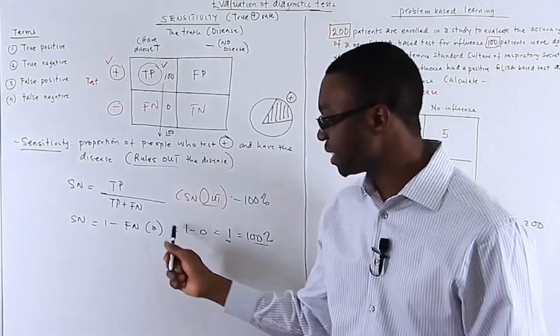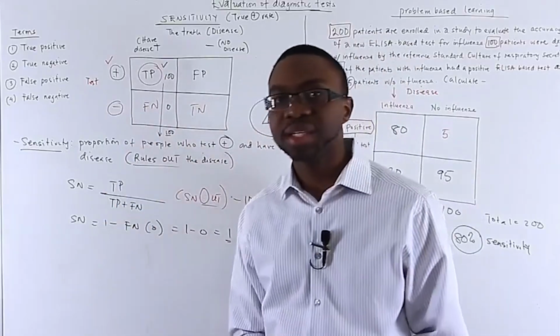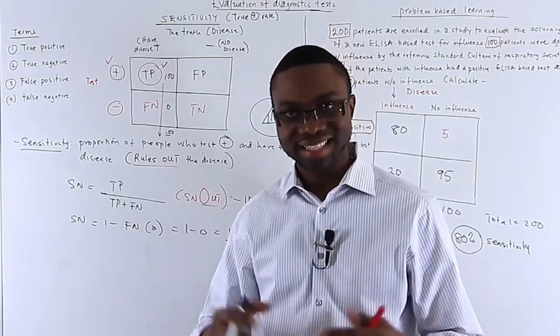Okay? So if you ever see that formula, 1 minus false negative rate, it is because that is what's going to determine a test is 100% sensitive.